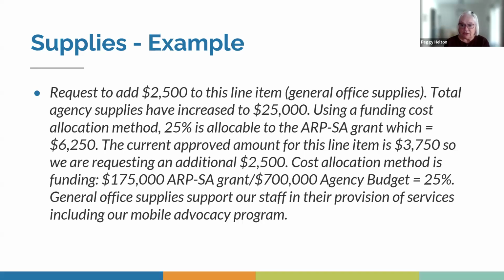And then you want to show us your cost allocation method. So let's say your ARP-SA grant is $175,000. You divide that by your total agency budget, which is $700,000, and that is 25%. That's how you can identify how much of your general office supplies you can pay for with this grant. And then why you're wanting to increase: maybe inflation increased, and the things that you are now having to purchase are more expensive, and how they support your focus area.